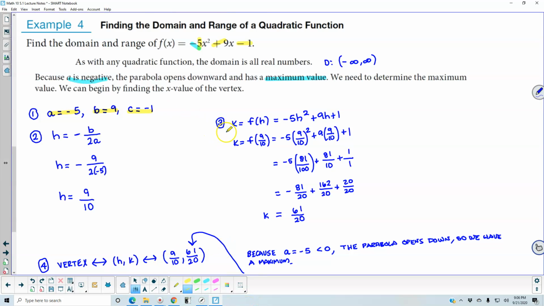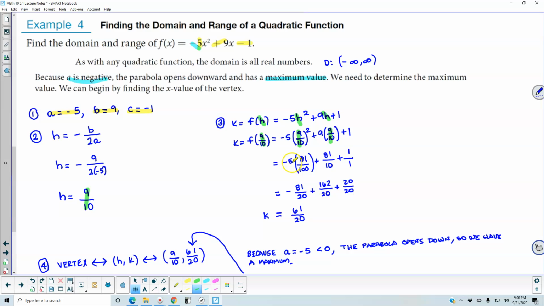Now, in part 3, k is equal to f of h. Recall that h is 9 over 10. So we're going to substitute 9 over 10 into that function. We have negative 5 times 9 over 10 squared. That becomes negative 5 times 81 over 100, plus 9 times 9 is 81 over 10, plus 1 over 1.